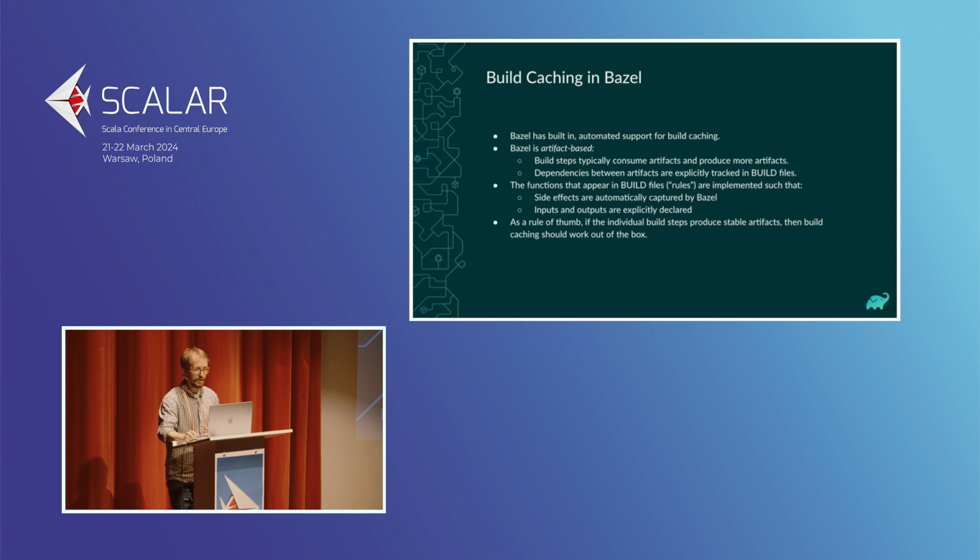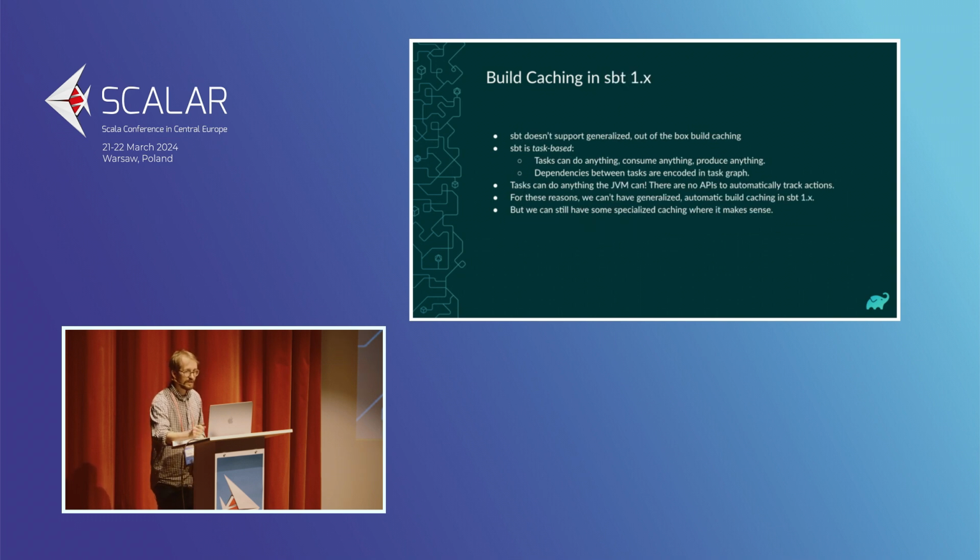So with all this information, Bazel is able, as a rule of thumb, to have build caching work just right out of the box, if we assume that the individual build steps are implemented in a way that the artifacts that we get are stable. So we assume that if we call the compiler twice with the same inputs, it's going to produce the same thing byte for byte.